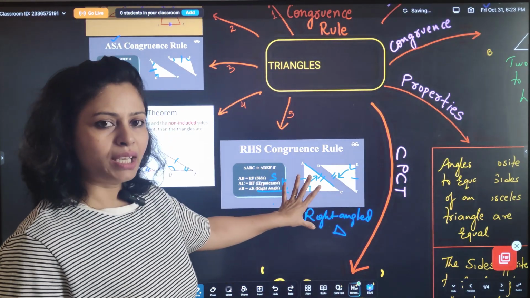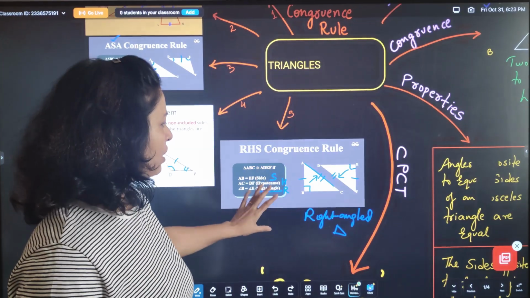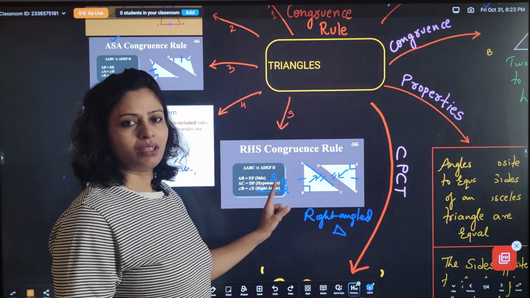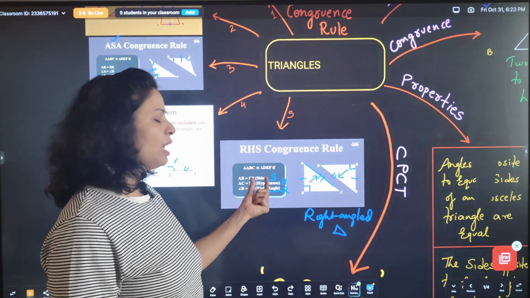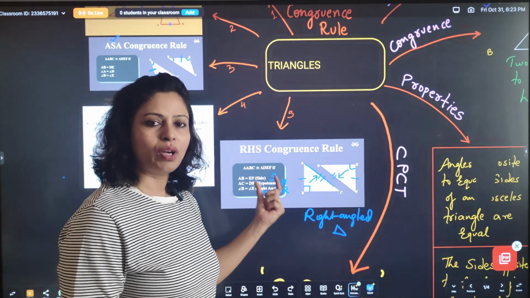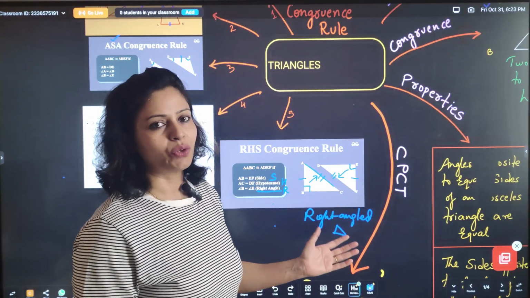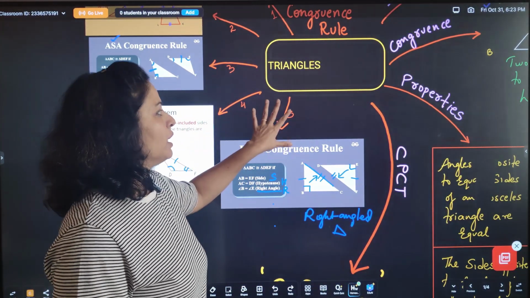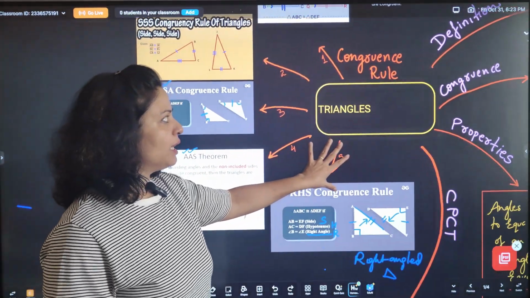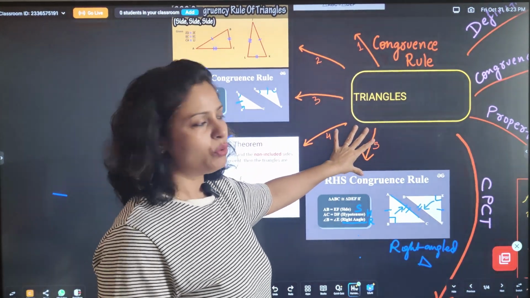So the two triangles are congruent by the RHS rule if they satisfy the three conditions, that is, the 90 degree angle, hypotenuse and a side of one triangle equal to the corresponding right angle, hypotenuse and side of the other triangle. So there are 5 congruence rules. Using them we can prove the congruency between two triangles.